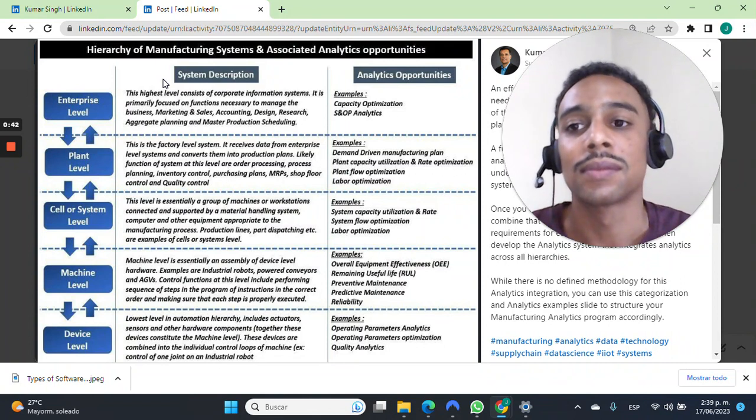Enterprise level. Plant level. Cell or system level. Machine level. Device level.